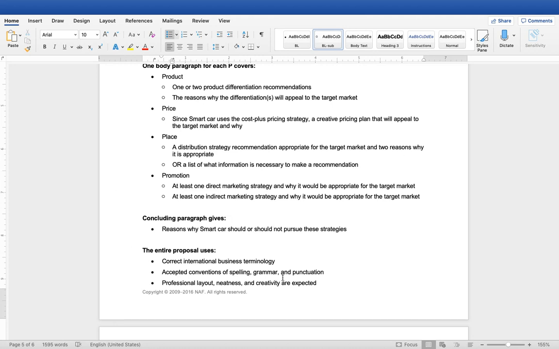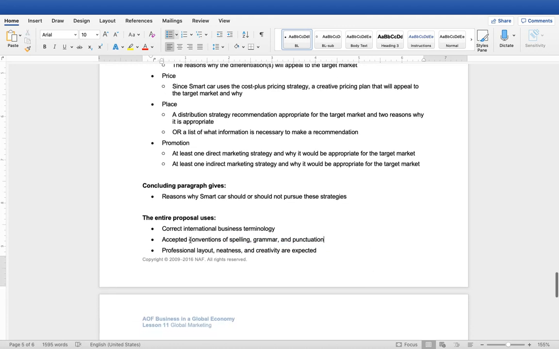And then that's it. So keep in mind the entire proposal should have correct international business terminology. You must pay attention to spelling, grammar, and punctuation. And it must have a professional layout. Neatness and creativity are expected. So this should be a professional document. You should look as if you were turning this in to the executives of the company. Okay, so don't turn in something that looks like a draft.